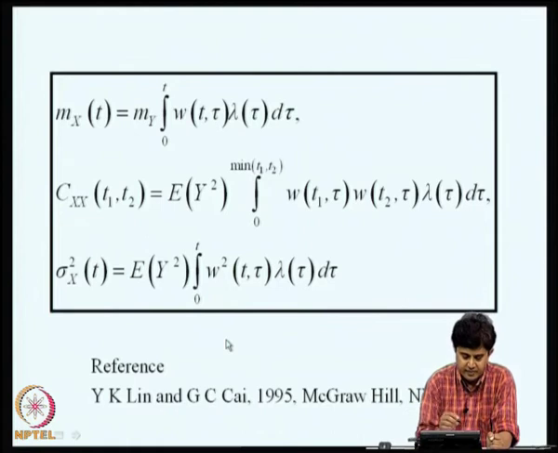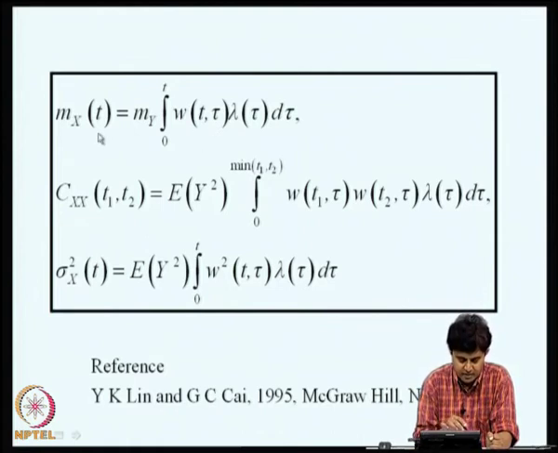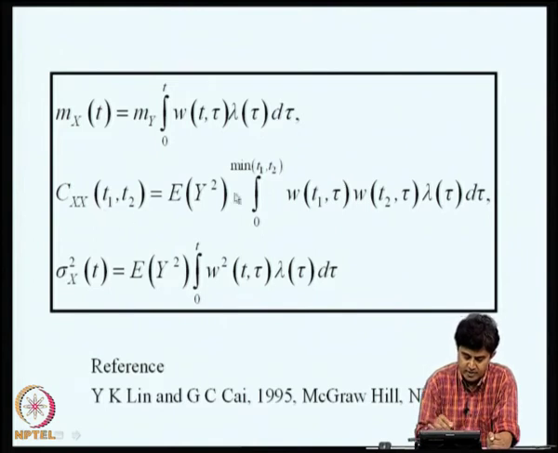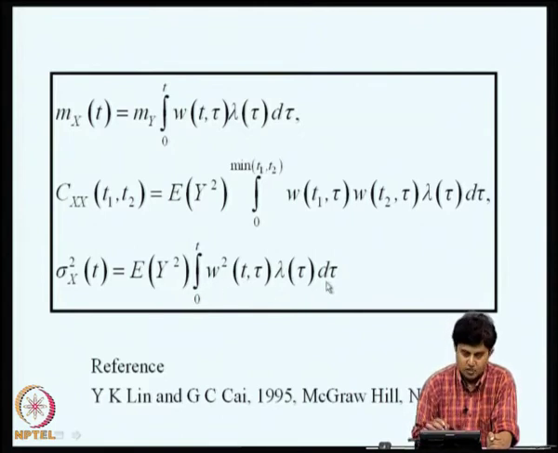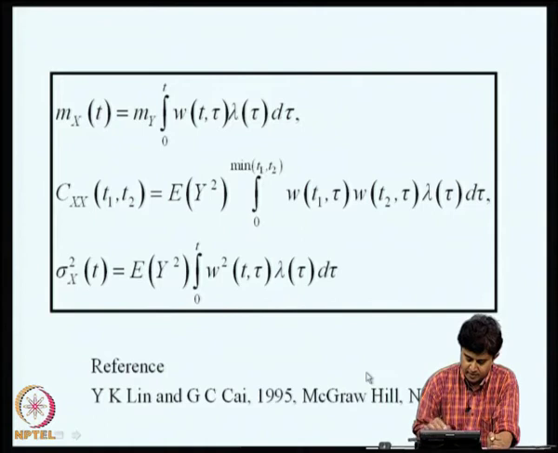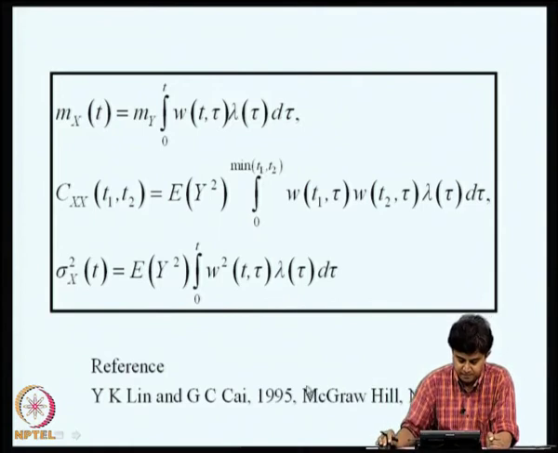Now, I have shown in the previous lecture that the mean of such a random process is given by this, and the covariance is given by this expression. This we have seen in the previous lecture, and the variance, therefore, from the covariance, we can write as E of y square integral 0 to t w square t of tau lambda of tau d tau. So, details of this discussion are available in the book by Lin and Cai, which I will be following to some extent in this lecture.